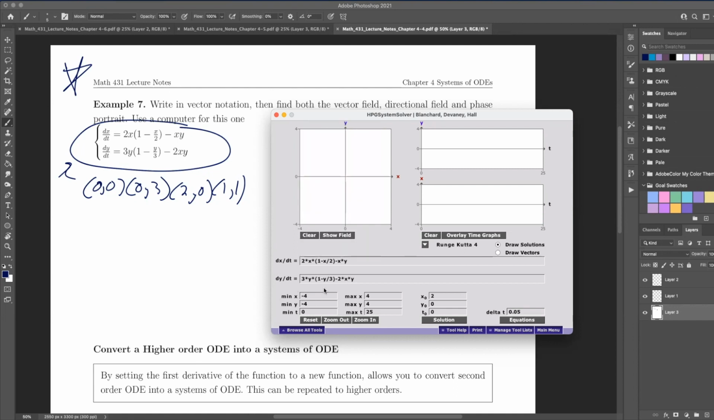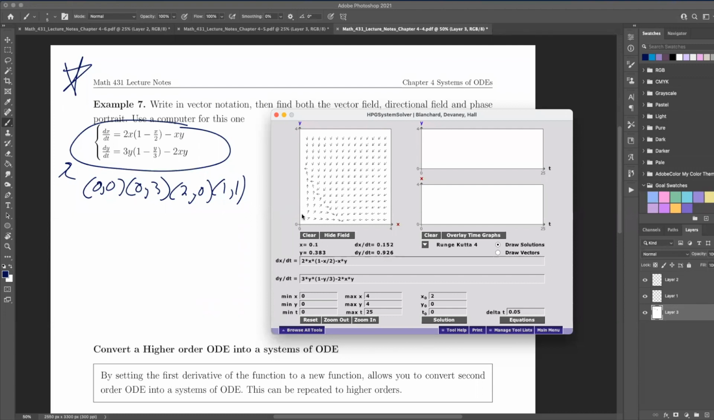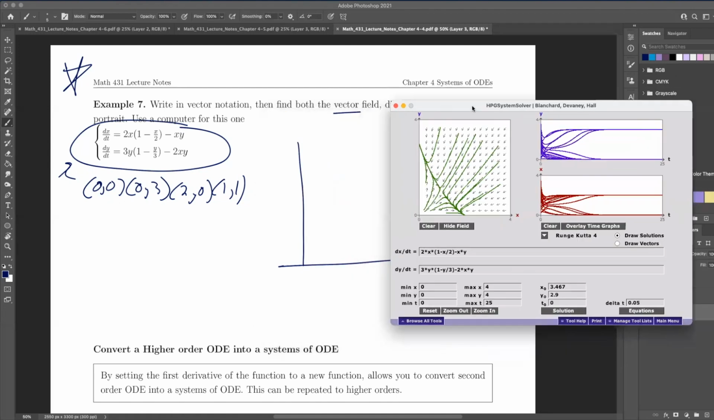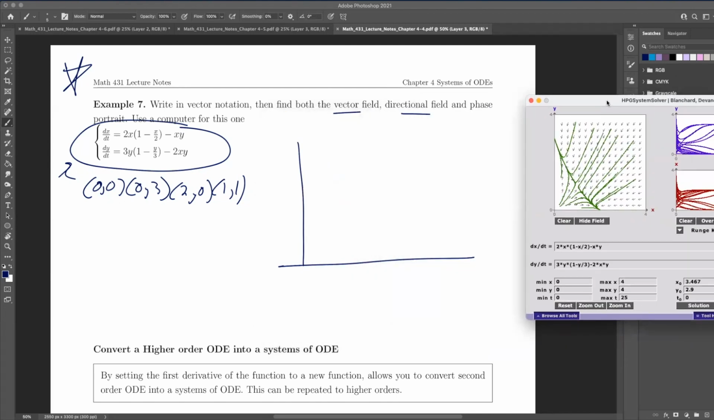And here, let's just do the first quadrant. Let's go ahead and draw in some sample lines. All right, so here we can kind of see how it is. Well, let's draw it by hand now. We'll leave that off to the side.